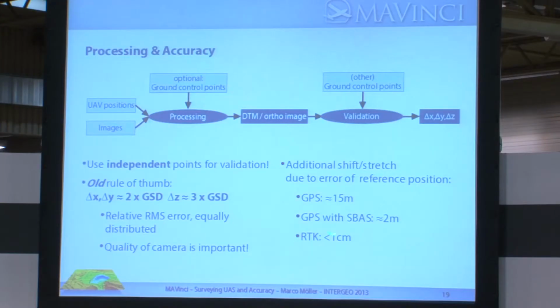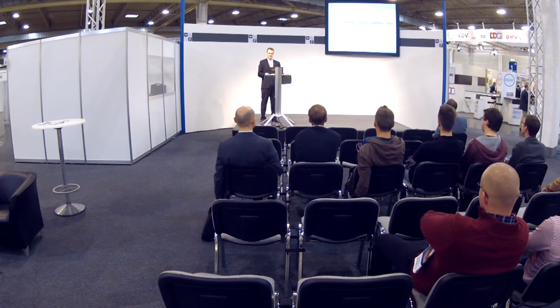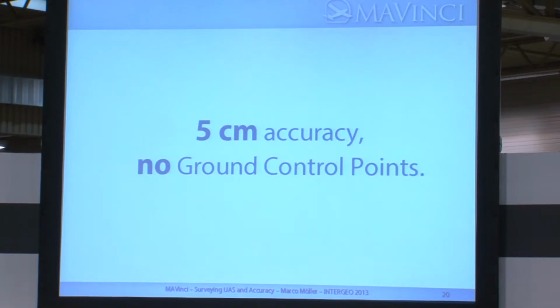So you're averaging over a lot of points, so basically your error will only be 1 meter. The whole model will be shifted by 1 meter, stretched by 1 meter, maybe a little bit rotated. But if you could do the reference with RTK, which is sub-centimeter accurate, you get a really, really impressive accuracy. And we have done this, and we are able to do 5 centimeter accuracy even without any ground control points.